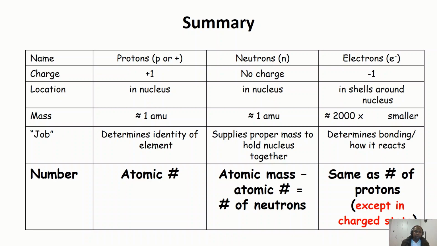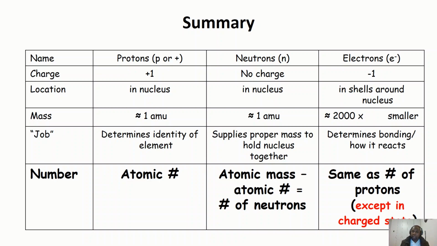In terms of number, protons equals the atomic number. So when you have the atomic number, that's also the number of protons. But for the number of neutrons, it is atomic mass minus the atomic number. That's what's going to give you the neutrons. Take note of that. When you subtract atomic number from your atomic mass, then you're going to have the number of neutrons.